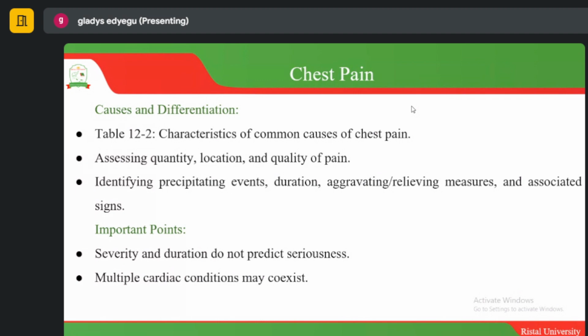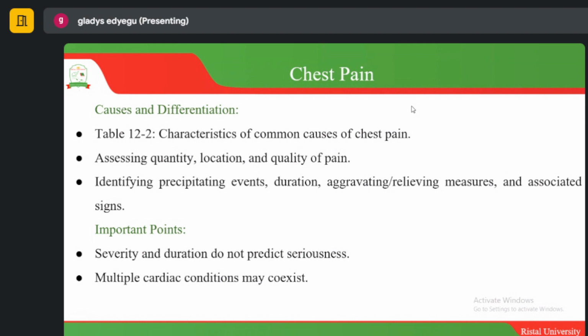And associated signs. When they feel the pain around the heart, what are other things that they feel besides the pain? That will be the one associated with the pain. So they will explain that maybe when I'm feeling the pain, I feel dizzy, I feel like I don't have enough breath, so it is associated with the pain.